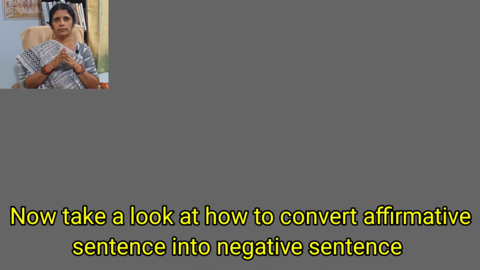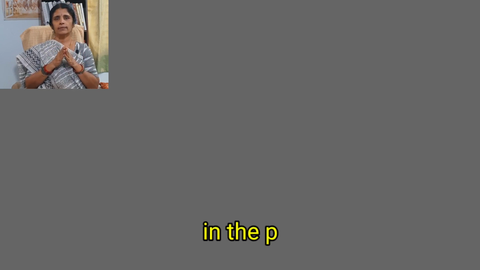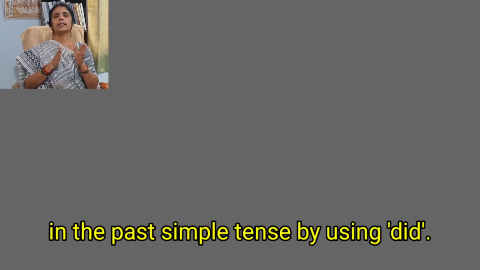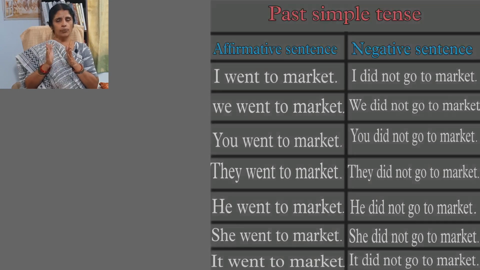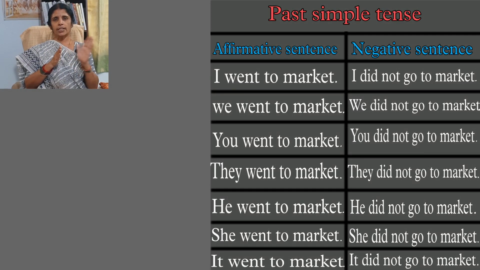Now take a look at how to convert affirmative sentences into negative sentences in the past simple tense by using did. I went to market. I did not go to market. We went to market. We did not go to market. You went to market. You did not go to market. They went to market. They did not go to market. He went to market. He did not go to market. It went to market. It did not go to market.